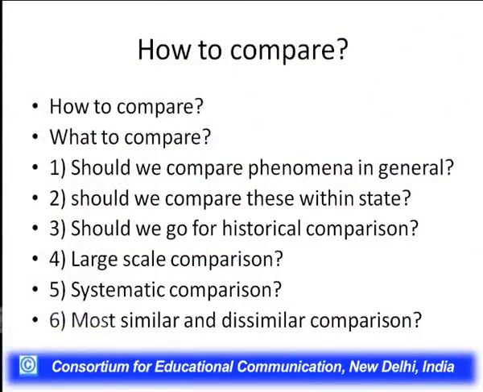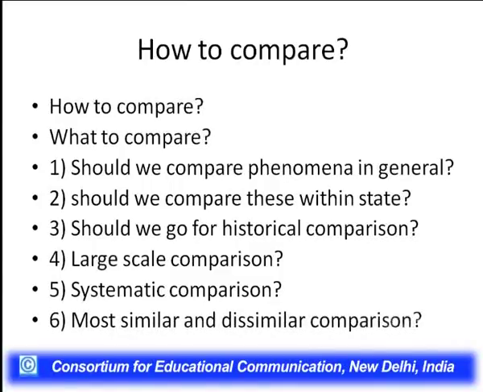Now, in order to answer these two questions, there are 4, 5, or 6 interrelated facts which we should take into account. First, should we compare phenomena in general? For example, constitutions, parliaments, bureaucracies across countries, as many as possible, and the range of representative democracies. In fact, such comparison among phenomena at a more general level, in the range of representative democracy. Is it possible? Is it desirable?